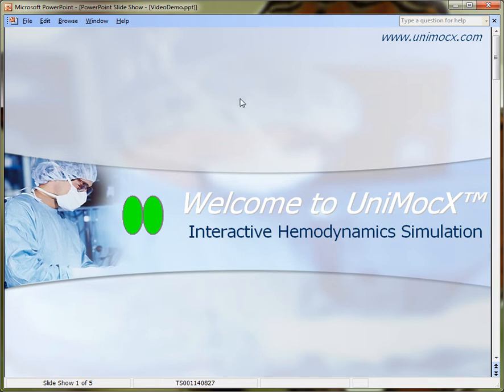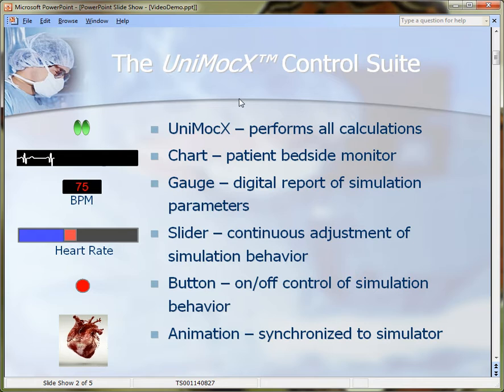This is a demonstration of a UniMocX-enabled PowerPoint presentation. UniMocX is implemented as a set of ActiveX controls that can be embedded into PowerPoint, web pages, and other applications.